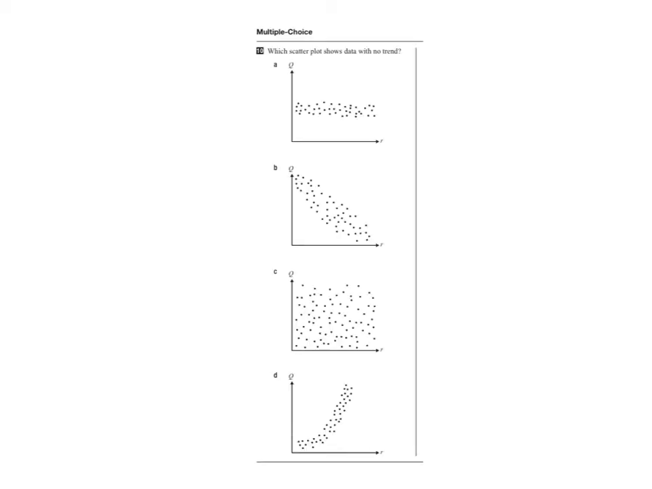Alright, and this question is asking us which scatter plot has no trend, which means it's asking us which one has no trend line. And you can kind of see that these three have a trend line. This one in the middle does not.